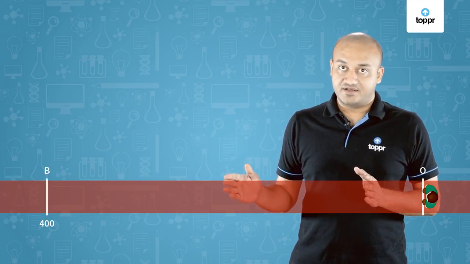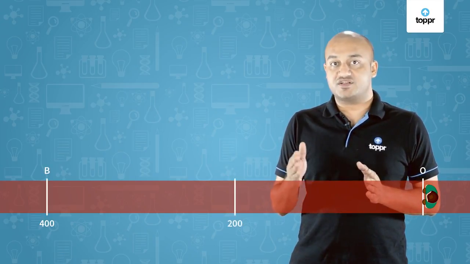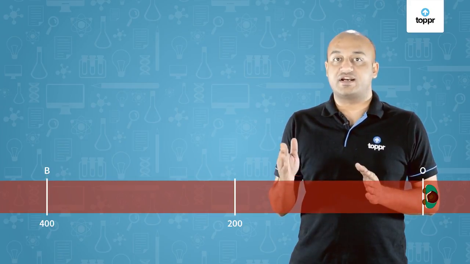Have a look at this picture carefully. There's a runner at the start line. Let's call that O, the point of origin. 400 meters away, there is a finish line. Let's call that point B. In the middle of the track, 200 meters away from the origin, let's call that point A.